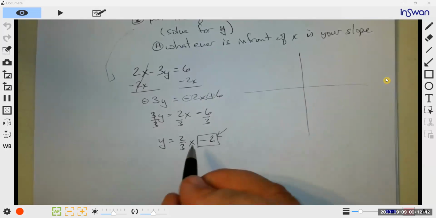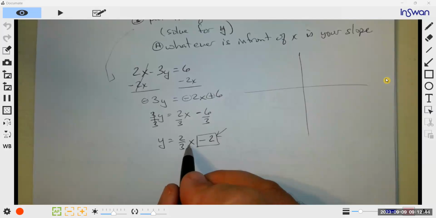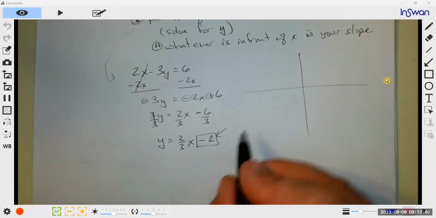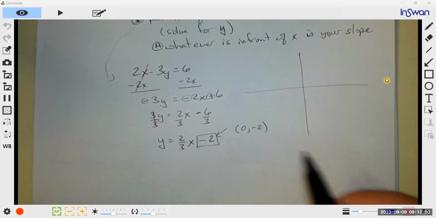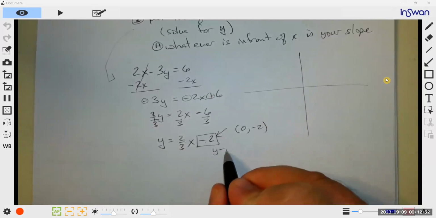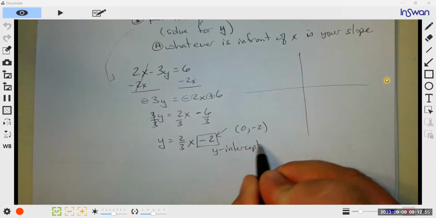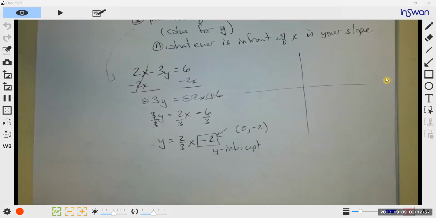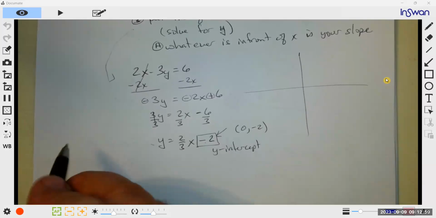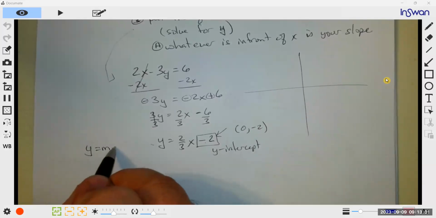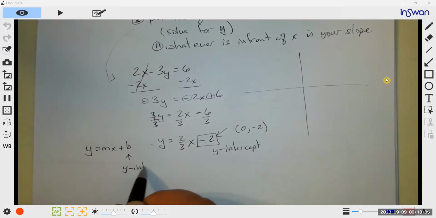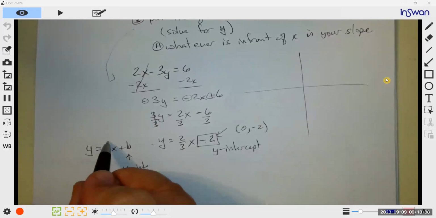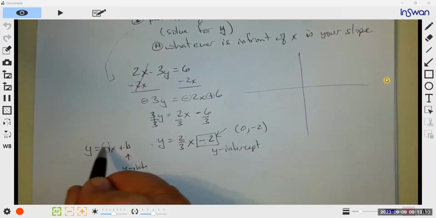Remember, how do we find the y-intercept? If we set x equals 0, then y becomes negative 2. That's called the y-intercept, when you put it in this form, when you solve for y. So y equals mx plus b. This is your y-intercept. And whatever's in front of your x, not the x, but whatever's in front, is your slope.